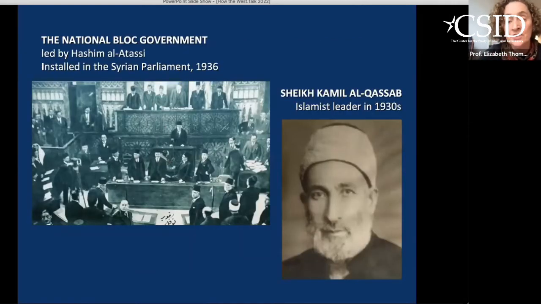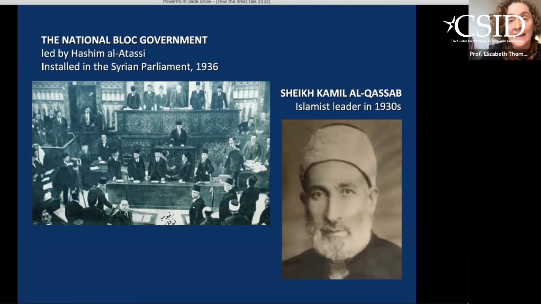At the same time in Syria, there were Islamist groups that grew up. Here's Rashid Rida's close friend. They both had lived in Cairo in exile, Sheikh Kamal Qassab, who became a leader of an Islamist movement that would turn into the Syrian Muslim Brotherhood in the 1940s. And he opposed, if you remember, Hashim al-Atassi, who had been prime minister in 1920, but was now part of the secular National Bloc, here he is, which cooperated with the French and took power. They would be at loggerheads at the time of independence in 1946.